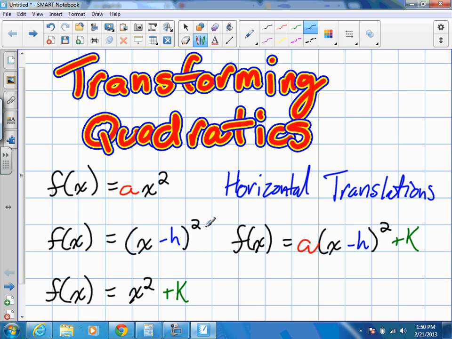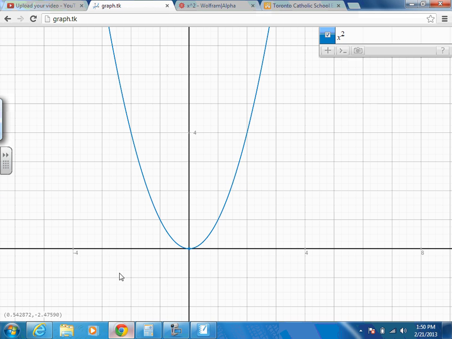Horizontal translation. So we're going to focus on a value of H. Now, this negative value is going to change the way we think about this number. And you're going to see in the pattern we're about to discover. So, we go to our graph. Now, remember, our x is actually in brackets in this version. So we have x squared.